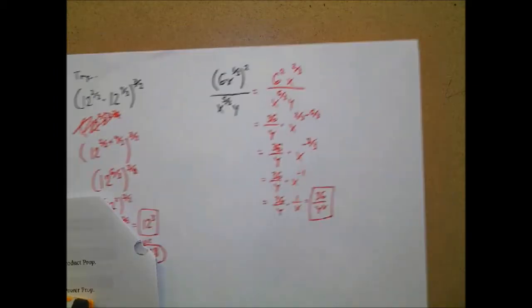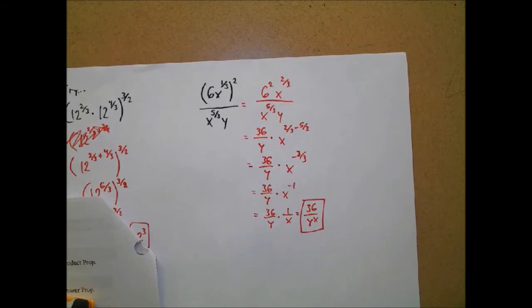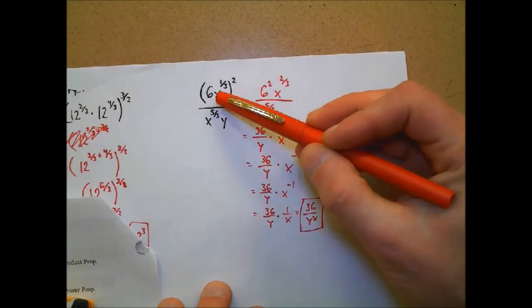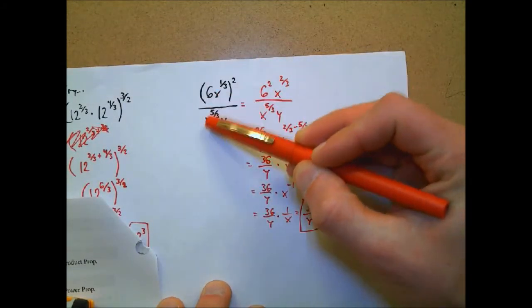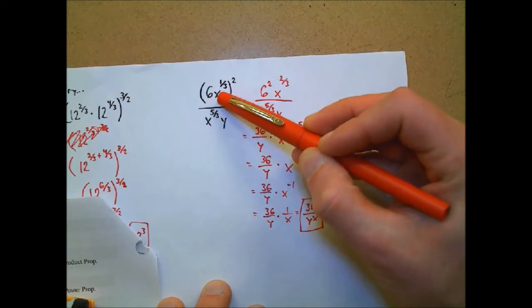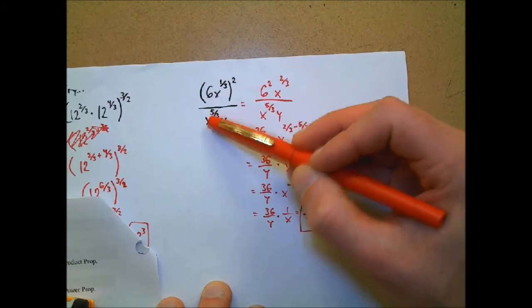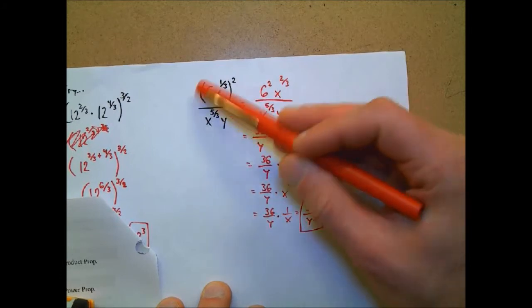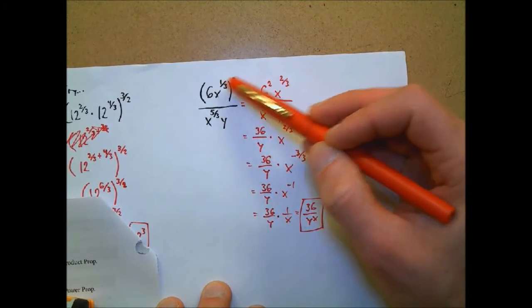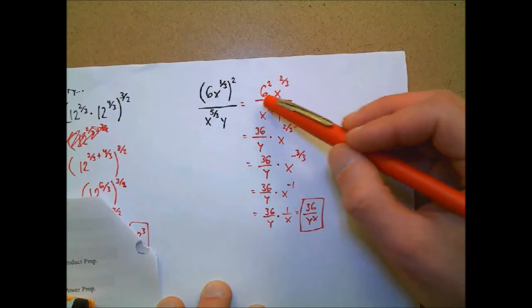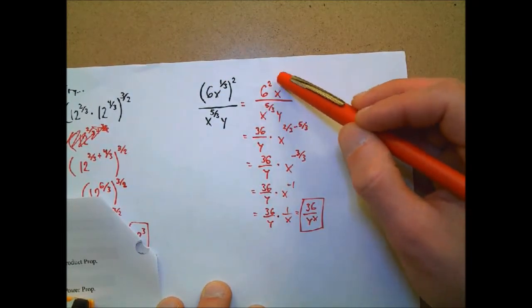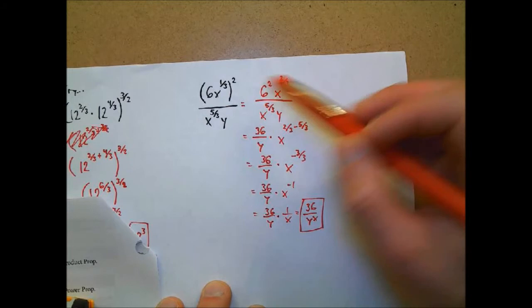All right, so first thing I did here, we can't touch this x right here because it's in parentheses and it's being squared. So we can't subtract straight off the bat, right? Because that x here is in parentheses and it's being squared. So we need to square both the 6 and the x to the 1/3 first. So we get 6 squared times x to the 2/3, because again, 1/3 times 2 is 2/3.